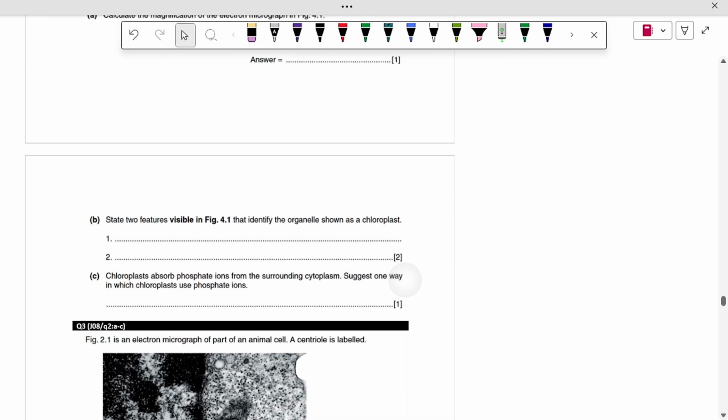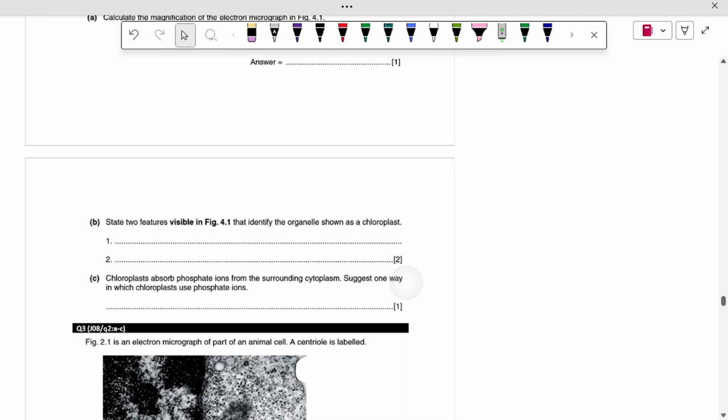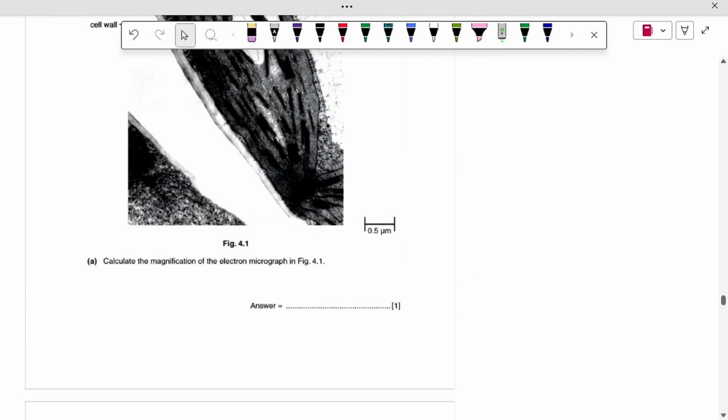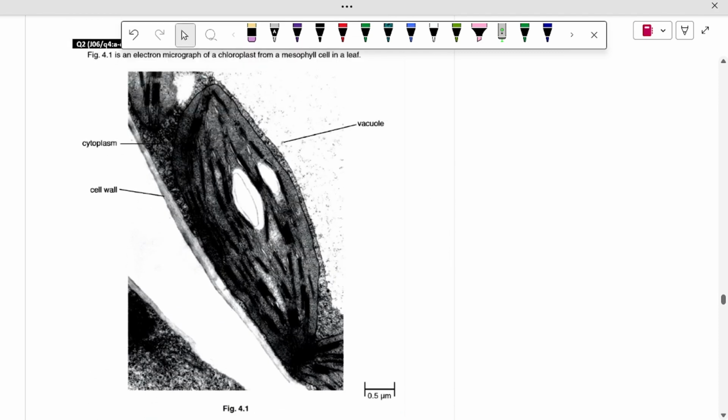Say two features visible in figure 4.1 that identify the organelle shown as a chloroplast. तो आपको कौन कौन सी चीजें नजर आती हैं? Forget the diagram. Diagram को ignore करो. What do you know about your chloroplast? इसके अंदर क्या क्या चीजें होती हैं? Try to remember that. You have starch grain, you have grana, you have thylakoid, you have internal membranes होती हैं आपके पास. फिर you can even discuss the shape of your chloroplast. किस तरह का shape होता है? Typical सा यूं करके ovoid shape होता है.